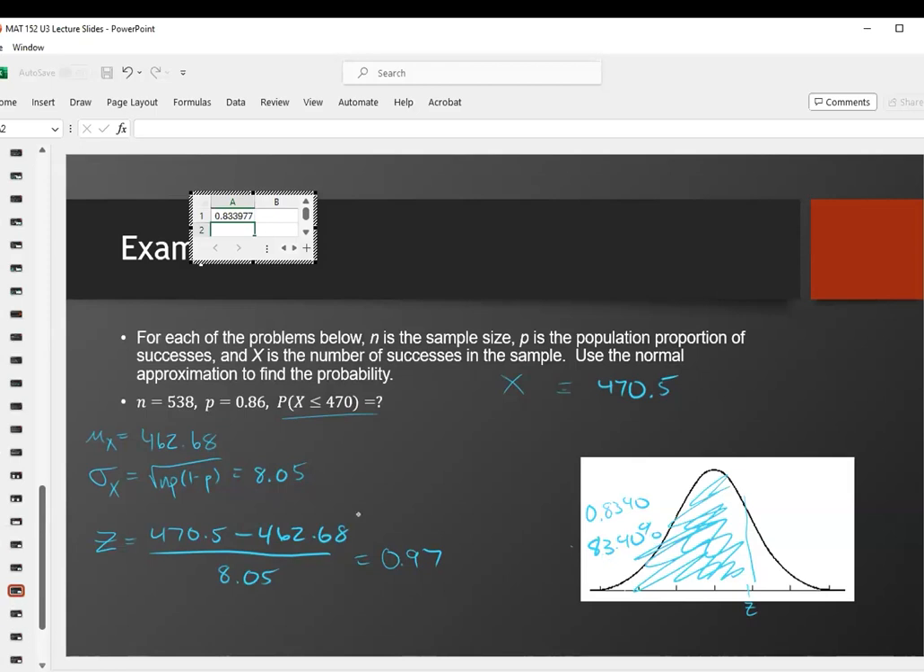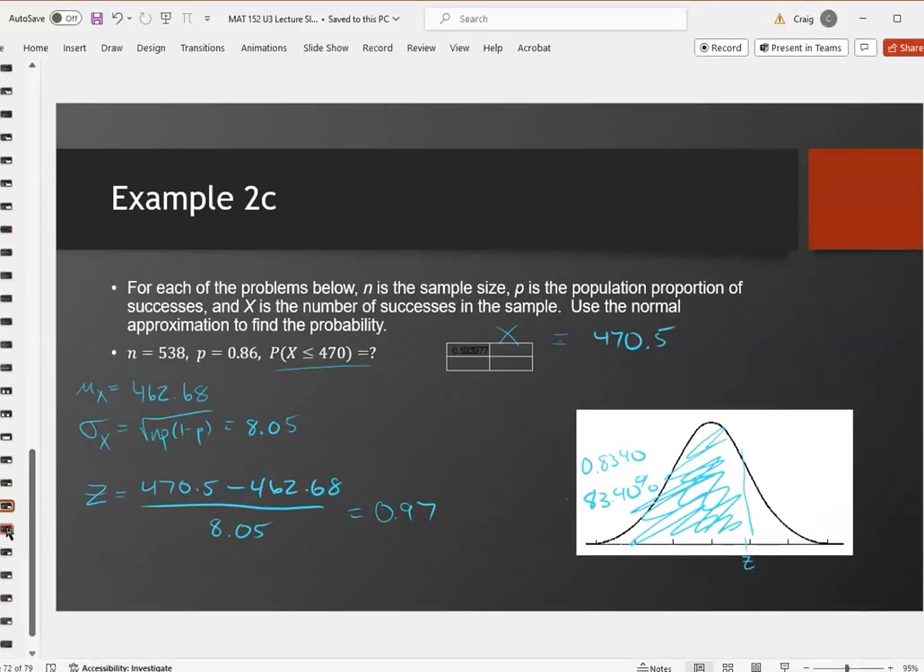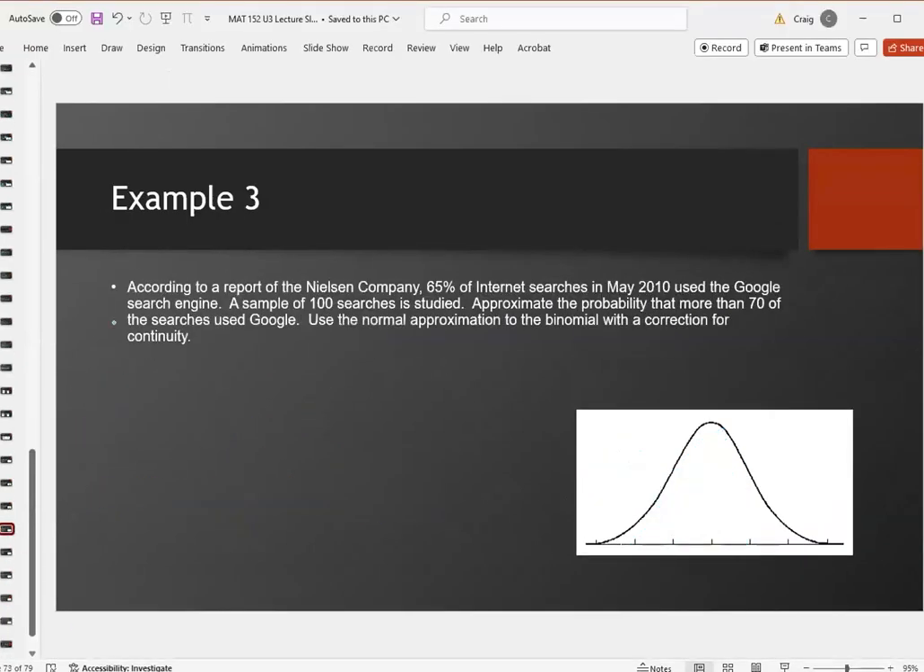I believe the next examples, we're looking a little more at, yeah. So going back to our initial example, a sample of 100 students used to approximate the probability that more than 70 used Google. Before, we had to add them all up. Let's see what we can get here. More than 70 is the probability of X greater than 70. That means we need to start with 70.5, because we want all the numbers greater than 70 that won't round to 70. 70.5 will round up to 71, which is greater than 70.